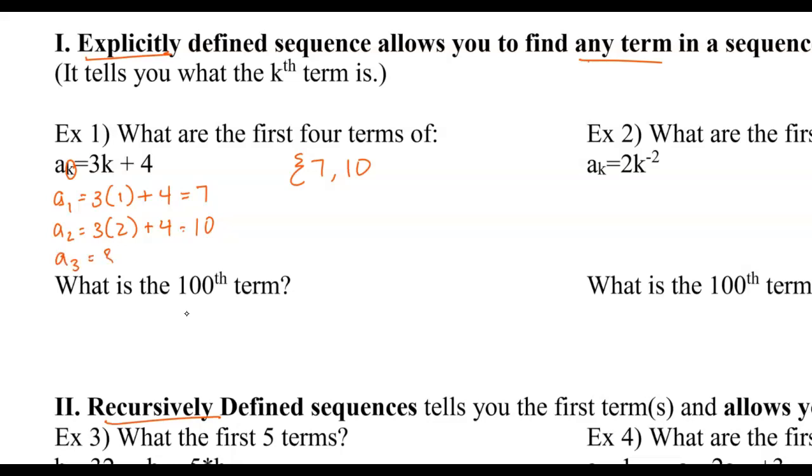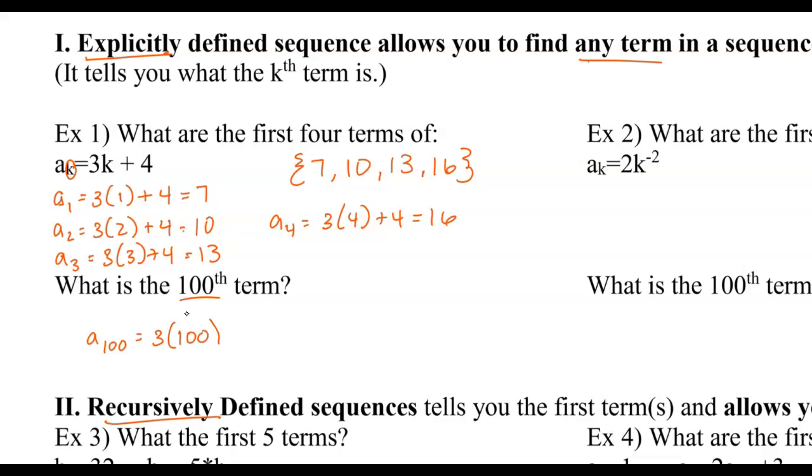A sub 3. Plug in 3 this time. 9 plus 4 is 13. So our third term is 13. And A sub 4 is 3 times 4 plus 4. 12 plus 4 is 16. So those are the first 4 terms of the sequence. Pretty straightforward. We're just plugging in the term number to find the term values. You can find any term in the sequence. You could find the millionth term if you wanted. All you have to do is plug the term number into your explicitly defined sequence. So this would be 304.